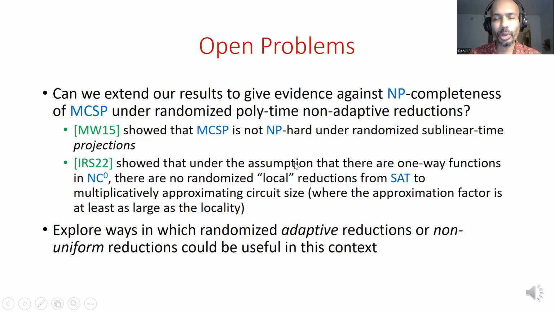But these are both for quite weak kinds of reductions, and maybe you can say something much stronger for stronger kinds of reductions. And on the other side, it would be interesting to explore ways in which randomized adaptive reductions or non-uniform reductions could be useful in this context. These are known to be useful for other kinds of meta-complexity problems, which are complete for EXP and PSPACE, but we don't really know how to exploit the power of such reductions for NP problems. That's all I have to say.